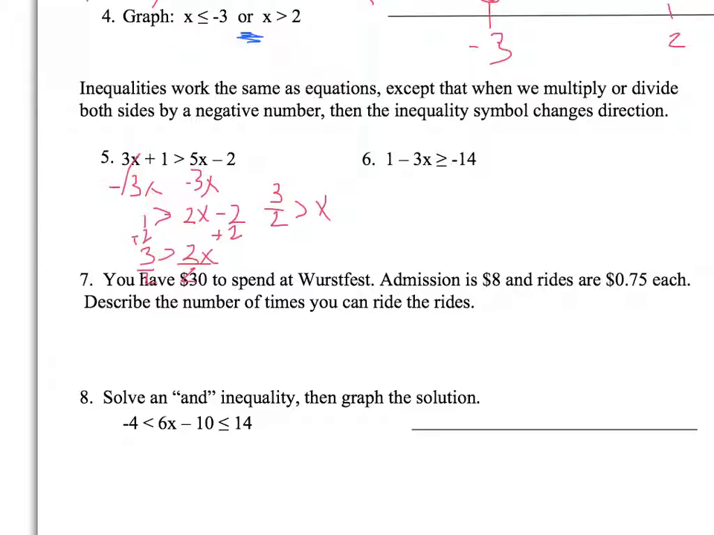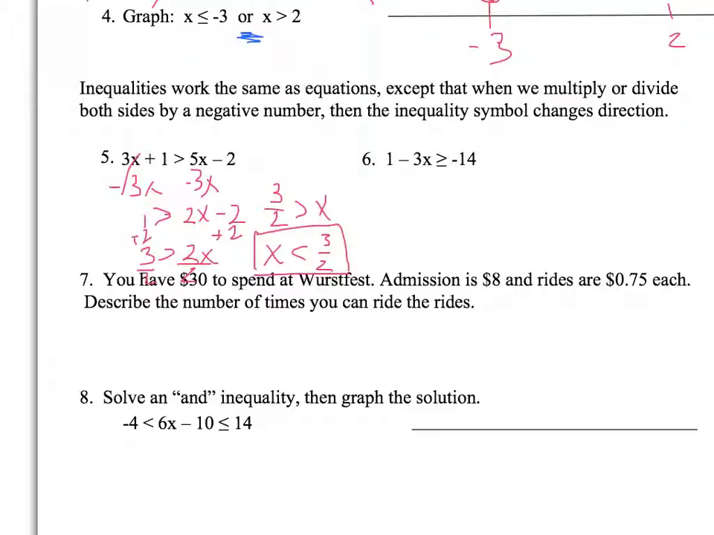Now inequalities are a little bit fishy, basically. To read it correctly, we would need to flip-flop it. x is less than 3/2. It doesn't matter what side the x is on, but we usually like to have it on the left.